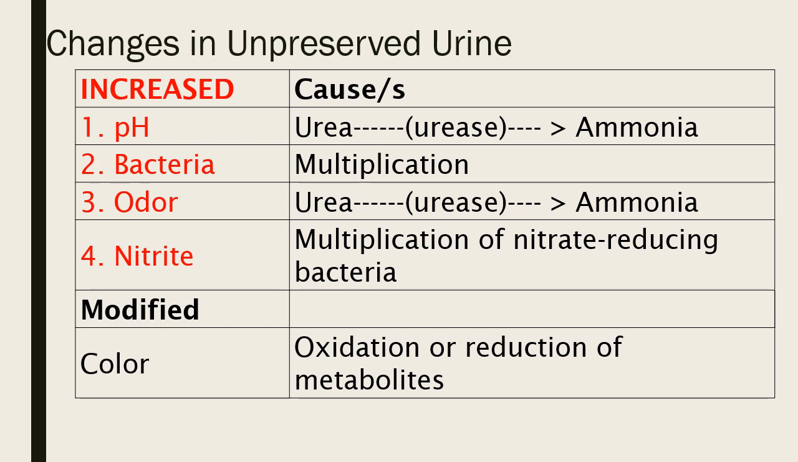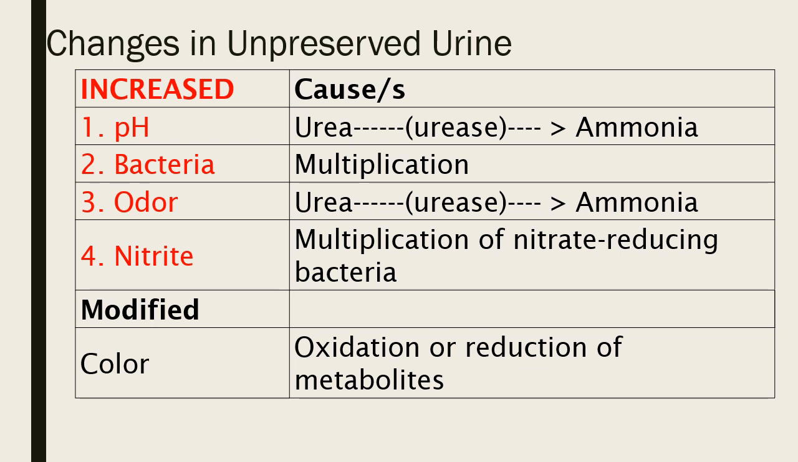Other than that, an increase in pH may be caused by loss of carbon dioxide. If you expose the urine, the carbon dioxide will escape, giving you a urine pH that is somewhat alkaline. Your microorganisms, your bacteria, will also increase, because of bacterial multiplication. Also, your odor will increase.